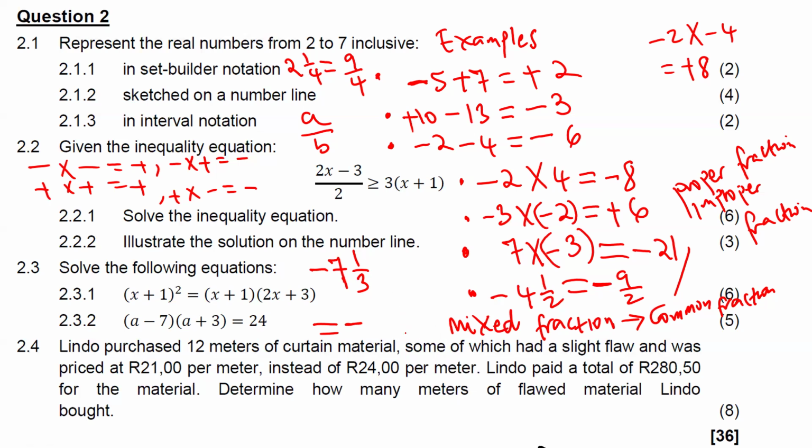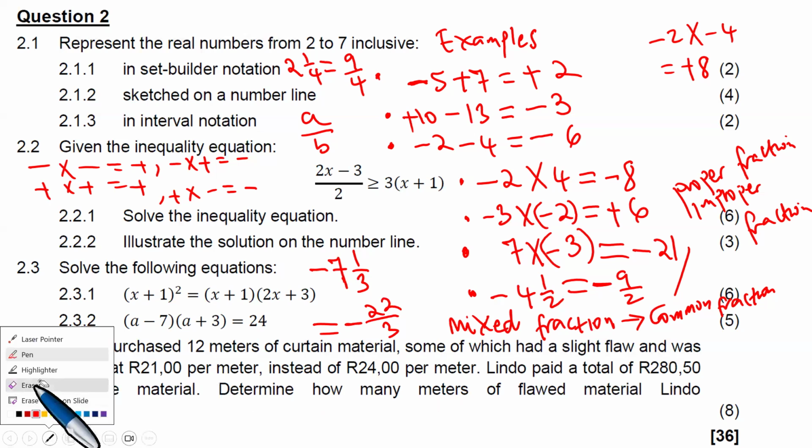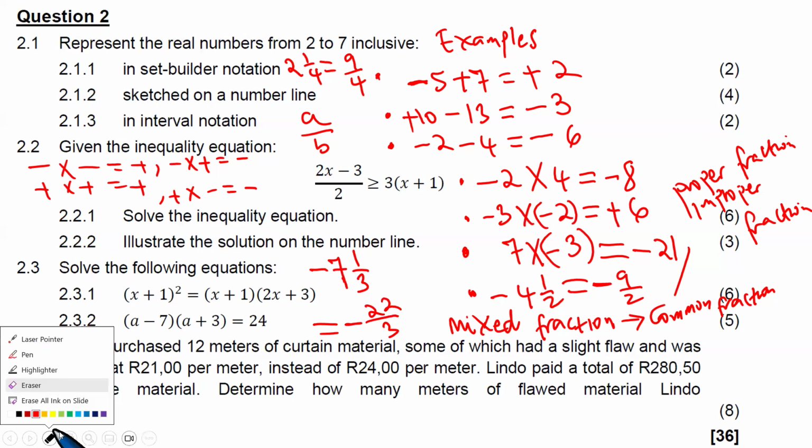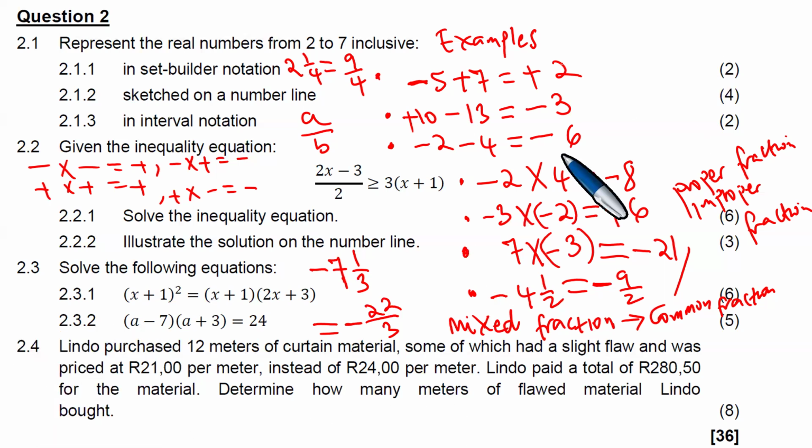Which is 22 out of 3. Then it's going to be out of 3. And now this is the answer: 22 out of 3. But if we give -22 out of 3 to a student and say write it as a mixed fraction, because we can do these things in reverse, can we? Yes, -22 out of 3.